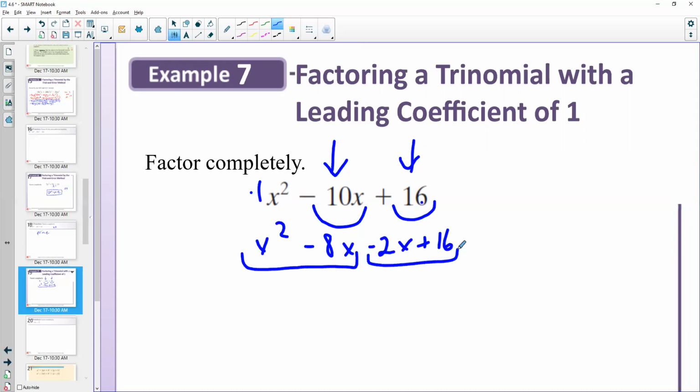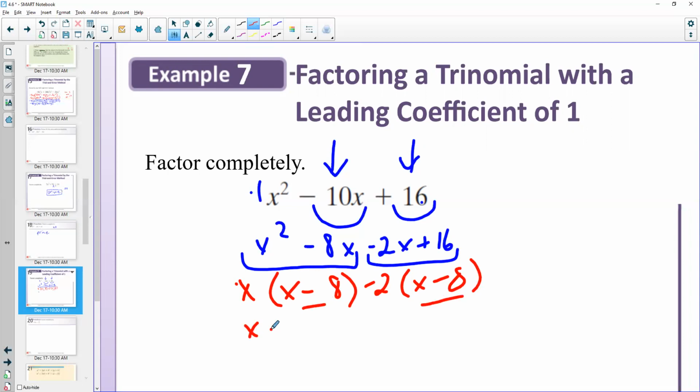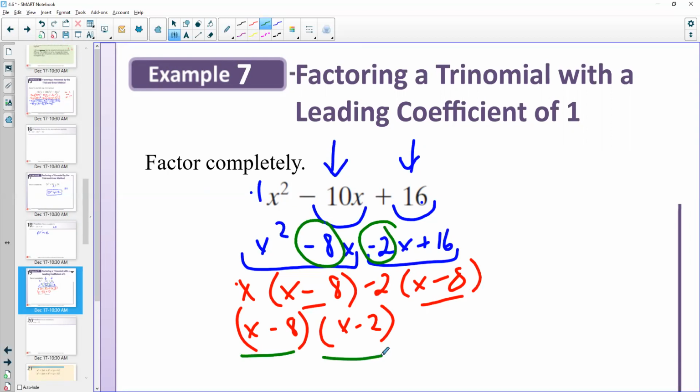That's fine. We're going to talk in a second about another way. So I can pull out the x minus 8. I'm going to pull out a negative 2, x minus 8. Okay, I've got my binomials, x minus 8, and gather up the rest, x minus 2. Here's the thing. What did we use to rewrite? We used a -8 and a -2, didn't we? What do you see here?